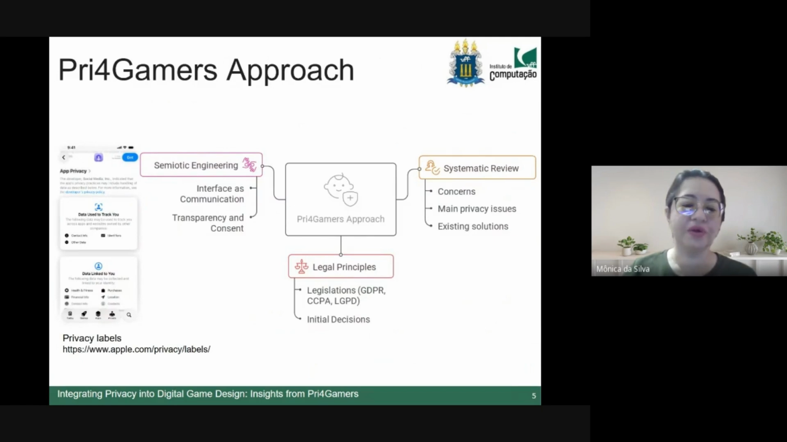As mentioned, Pri4Gamers was conceived with 3 theories, aggregating 3 areas of knowledge: from the literature review, concerns, identified privacy issues, and existing solutions; principles of legislation; and concepts from semiotic engineering. Semiotic engineering is derived from human-computer interaction. It is a theory within human-computer interaction where the designer is seen as someone who communicates with the player.